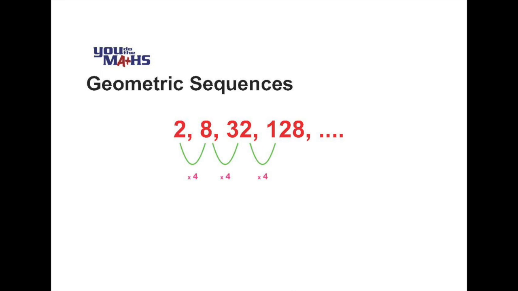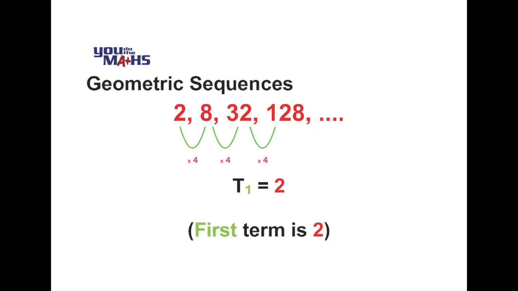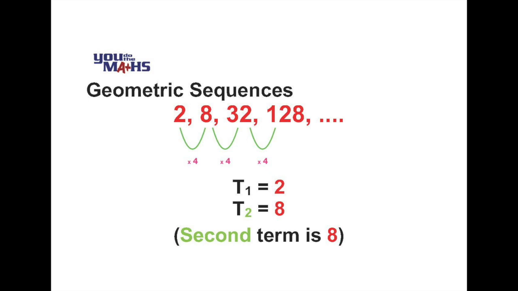Let's have a look at some definitions using sequence notation. We can see that the first term is 2, and the way we show that using sequence notation is we put the t for the term, and the green subscript 1 represents the position of the number we're talking about, and in this case the actual number is 2. Likewise, the second term, we've got a subscript 2 there in green, and the actual number, which is the second in the sequence, is 8.